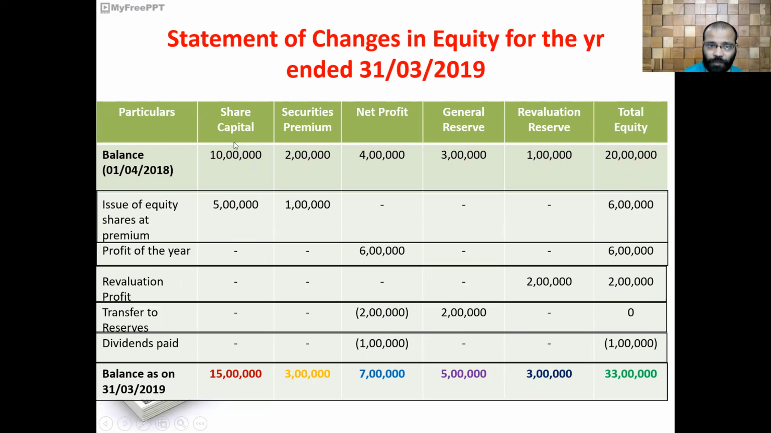Now to add up the column totals: 10 lakh plus 5, 15 lakhs. Then 3 lakh. Then 4 plus 6, 10 lakhs, minus 3 lakhs, it will be 7 lakhs. Then 3 plus 2, 5 lakhs. Then we have 1 plus 2, 3 lakhs. So 15 plus 3 plus 7 is 25, then 30 and 33. So the total will be 33 lakhs. Here also we get the same thing, 33. So the row total and column total are equal.